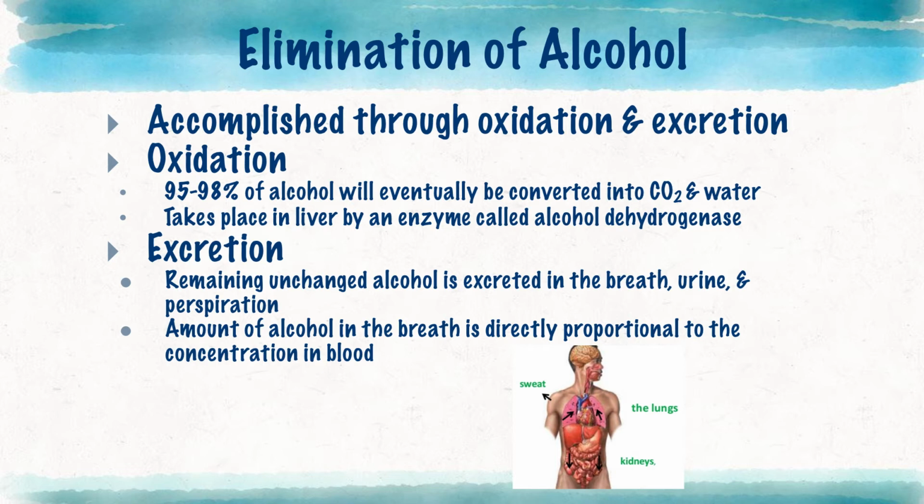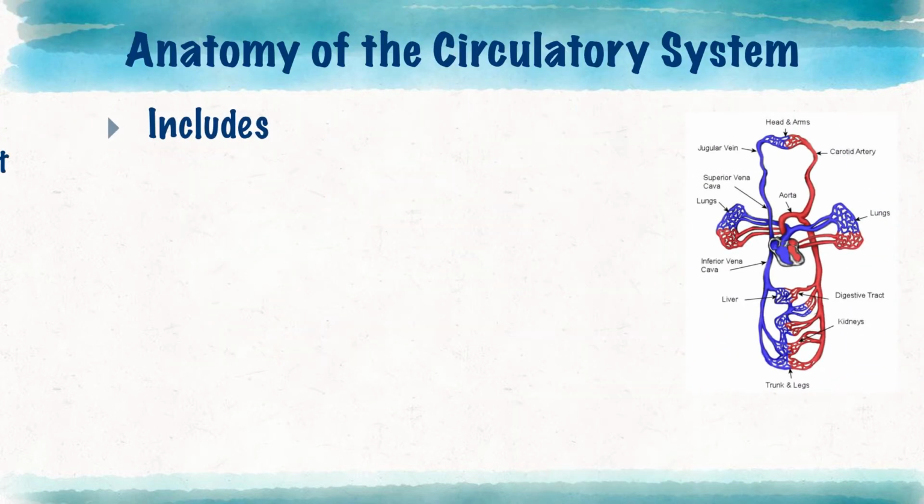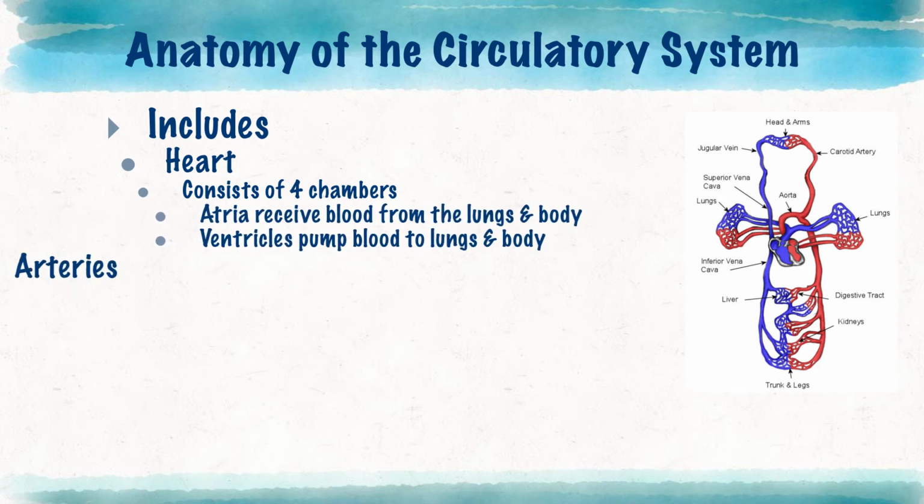The amount of alcohol in the breath, they have found, is directly proportional to the concentration in the blood. The elimination rate is going to vary by individual. How fast the alcohol is processed and excreted can actually vary up to 30% between individuals.